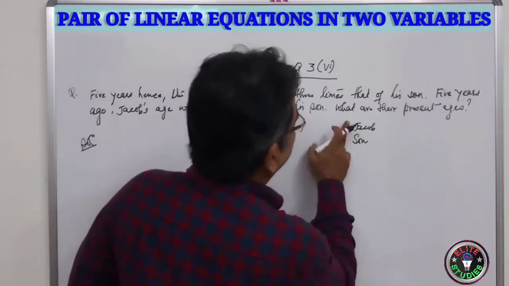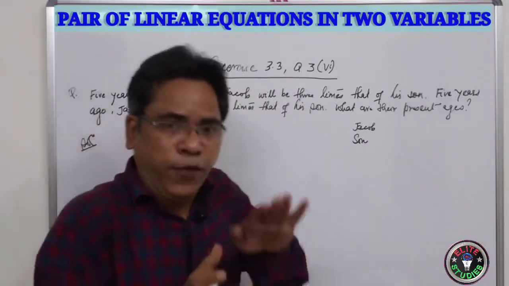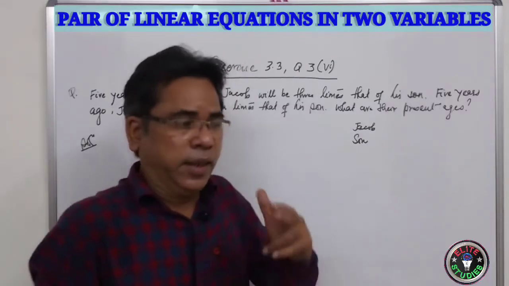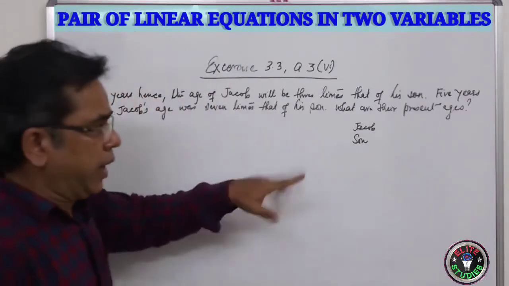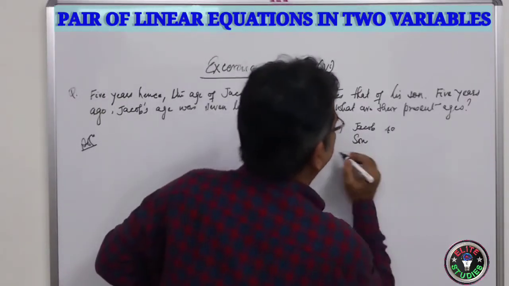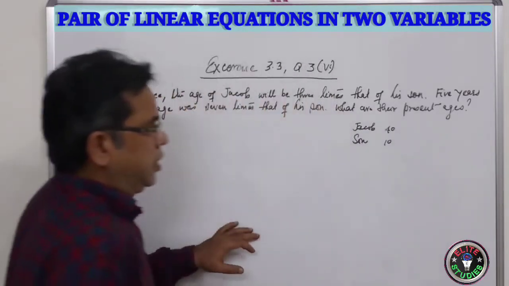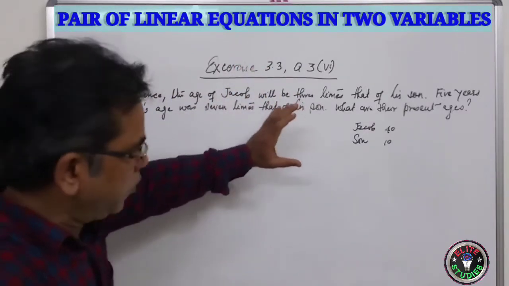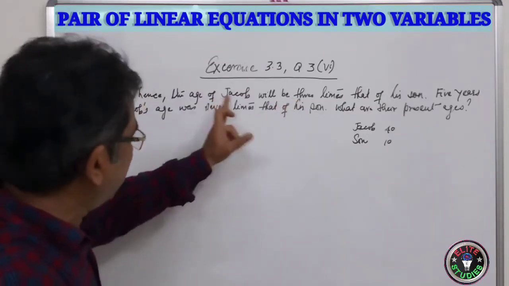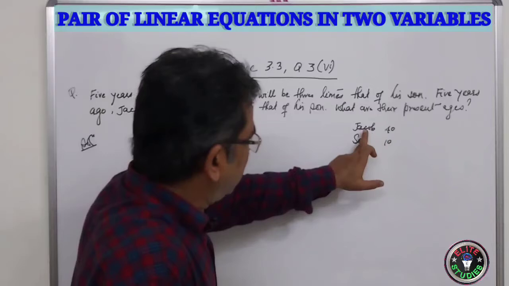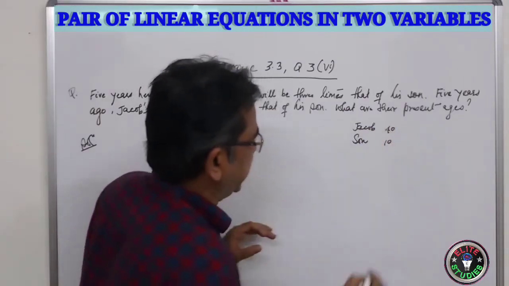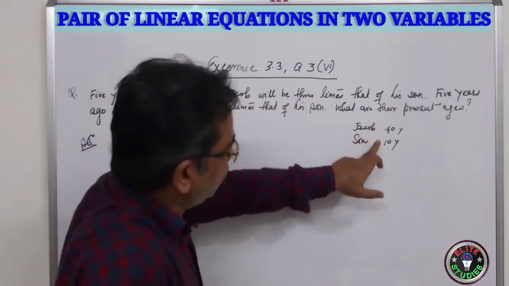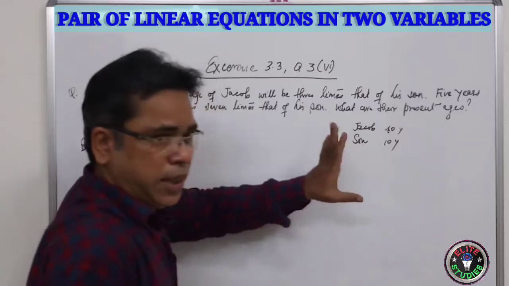Now suppose father and son, the difference in their age is not going to change throughout life, but the times will change. Suppose Jacob's age is 40 and the son's age is suppose 10. Before doing this question, I am giving a little bit of explanation. You should remember this thing in such type of age problems. So here, the father's age is suppose 40 years and son's age is suppose 10 years. So father's age is 4 times the age of son.